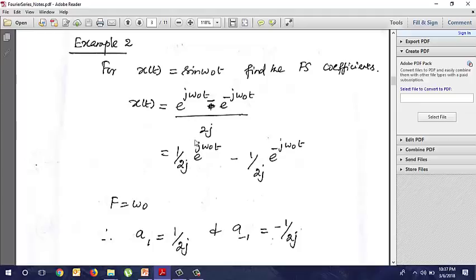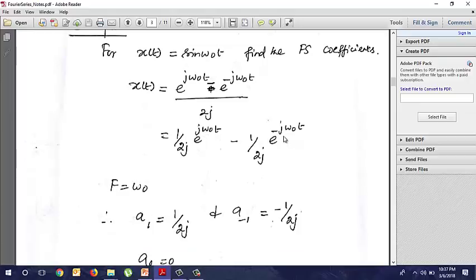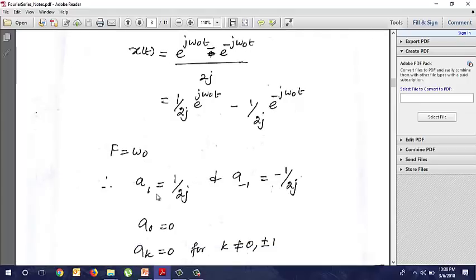Now you separate it. So 1 by 2j into e power j omega naught t, and then minus 1 by 2j into e power minus j omega naught t. Now in sin omega naught t, omega naught is your frequency, and what is left is k. The value of k is 1 here and the value of k is minus 1 here. So a1 is equal to 1 by 2j, and a minus 1 is equal to minus 1 by 2j.